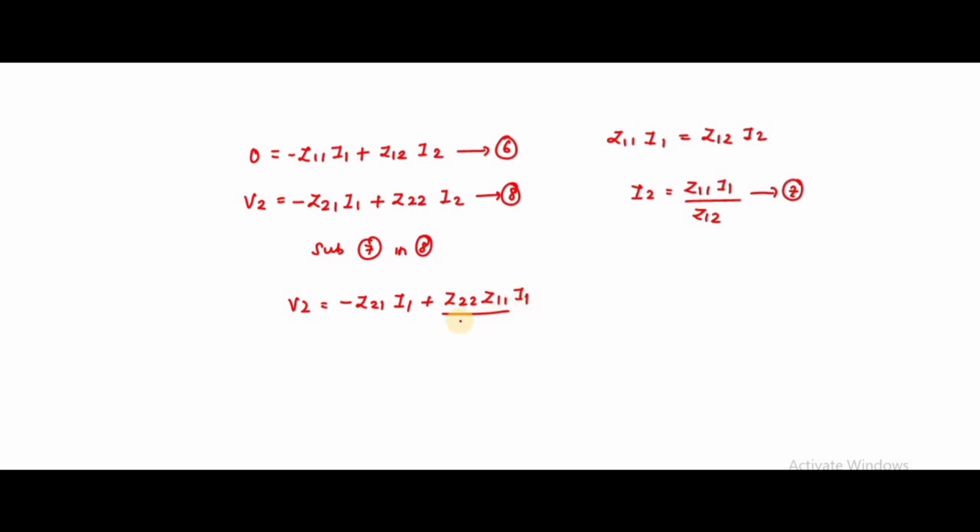Okay, take I1 common. So if we take I1 common, you will get minus Z21 Z12 plus Z22 Z11 divided by Z12. So this is nothing but del Z, right? The numerator term is del Z. The condition for symmetry is V1 by I1 is equal to V2 by I2. Okay, that is V1 is equal to V2 and I1 is equal to I2.